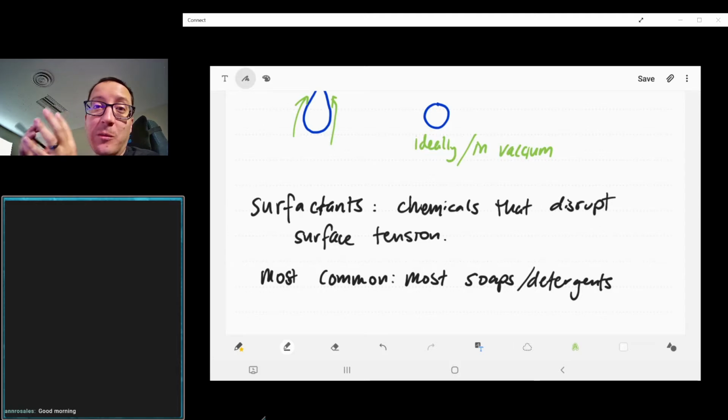Where water will normally bead up if you put it on wax paper, if you put soapy water on wax paper, you're going to see that it will actually spread out all over the paper. And so you can kind of force water to break its own surface tension, to stop loving itself as much and start loving other things as well.